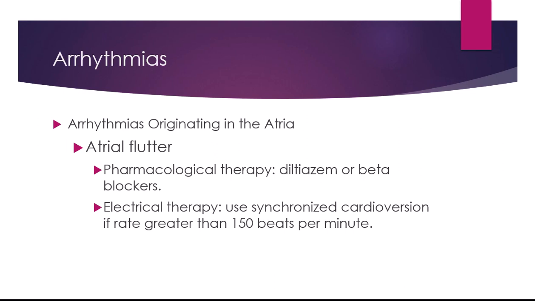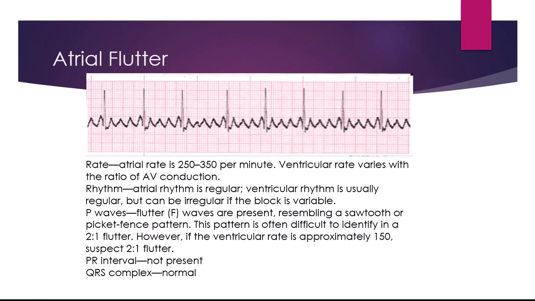But if it is really, really fast and your patient is having cardiac compromise, you can try vagal maneuvers. We do not want to use adenosine on atrial flutter, and we'll talk more about that when we get into adenosine itself. If vagal maneuvers don't work on atrial flutter or atrial fib for that matter, and it's really fast and our patient is symptomatic, then we're going to move directly into cardioversion, electrical therapy.